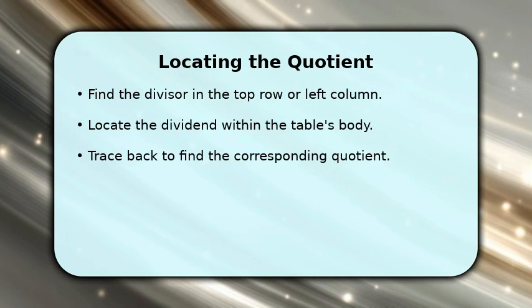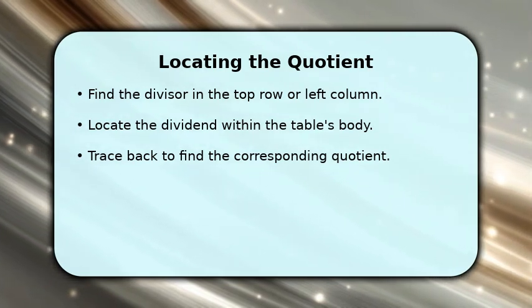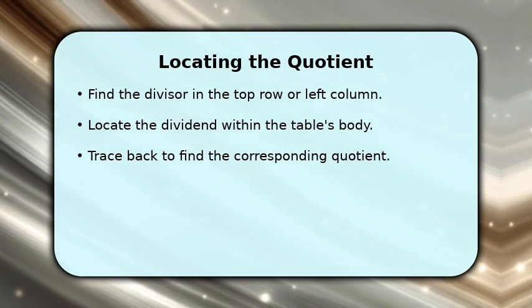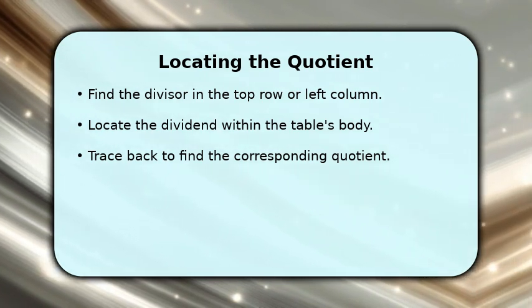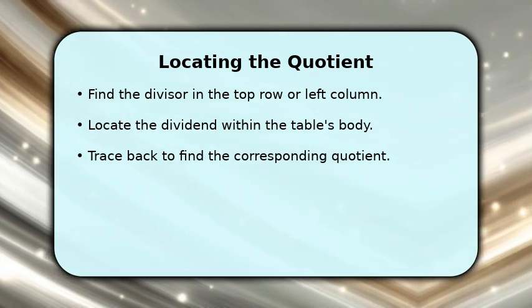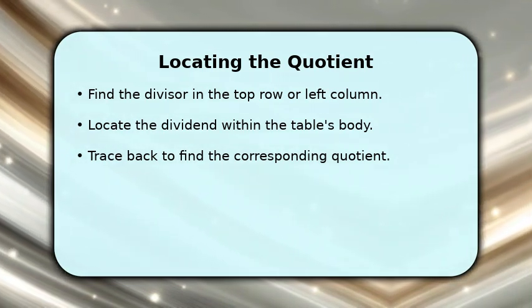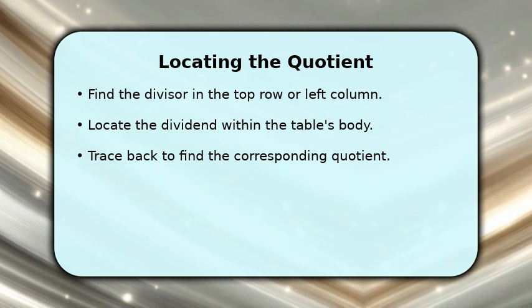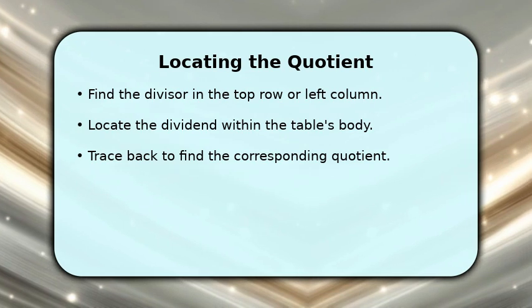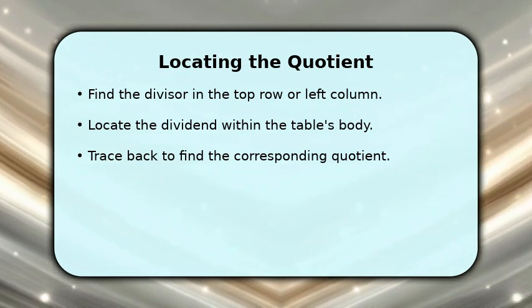To find your answer, first locate the divisor, which is the number you are dividing by, either in the top row or the far left column. Next, search for the dividend, the number being divided, within the main body of the table. Once you've found the dividend, trace back to the top row or left column to discover the quotient. This systematic approach ensures you accurately identify the correct result every time.